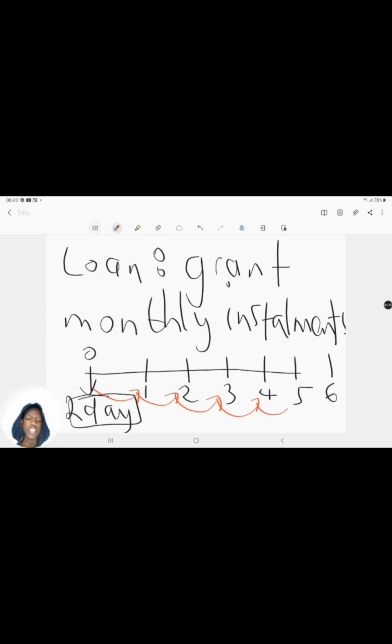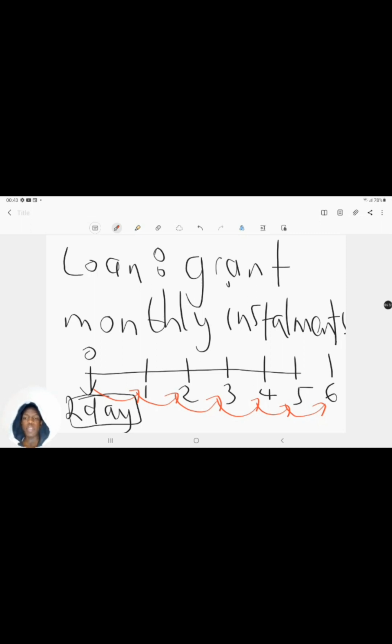Now, when you finally get to the last month, say it's going to take you 6 months to pay off the loan amount. You pay off from the end of the first month to the end of the last month. Okay, from the end of the first month to the end of the last month.